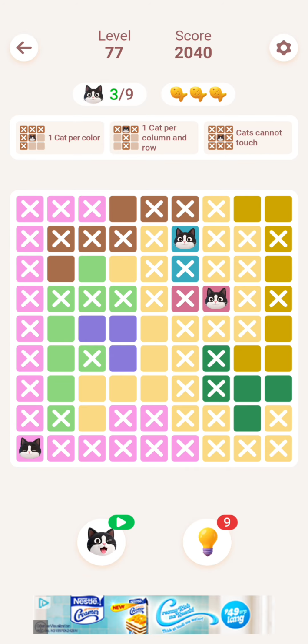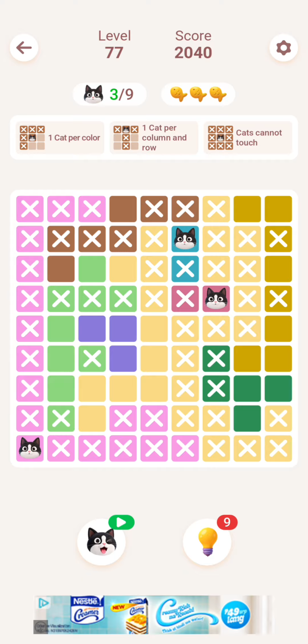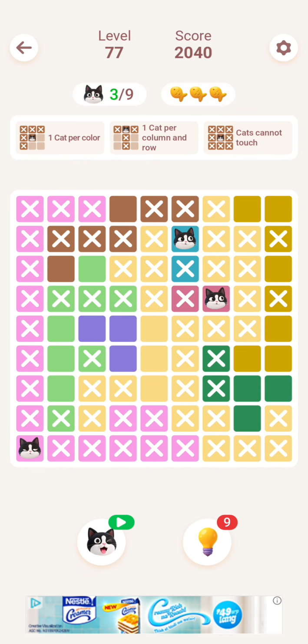Then we find our next cat. Alright, so I've seen it on the second, on the third, and on the fourth column. So that's 3 columns in total. In those 3 columns, we can find brown, light green, and purple. So we cross out other colors in those 3 columns.